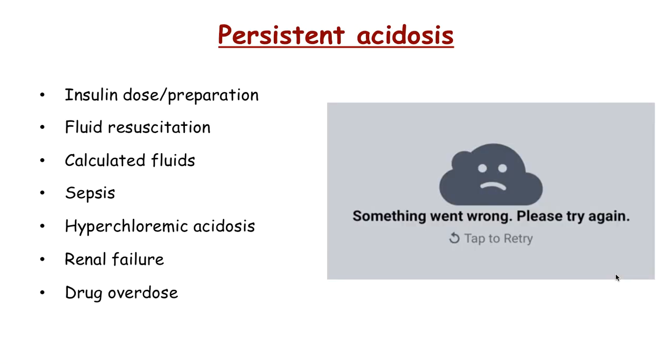However, despite giving them the right therapy, some patients may not improve. And there can be reasons for that. If the patient is not improving, if there is persistent acidosis, then you should always revisit your treatment. You should look whether you have calculated the right dose, whether your fluid resuscitation was enough, whether you have calculated your fluids in the right manner. Even if the patient is still not improving, you should consider underlying sepsis, whether the patient is having hyperchloremic acidosis because you have infused too much normal saline, or whether renal failure has set in, or there is drug overdose.